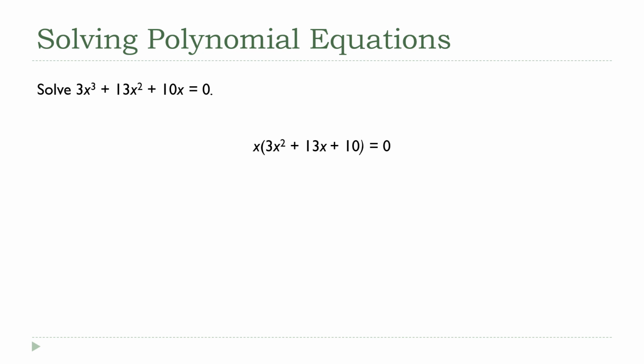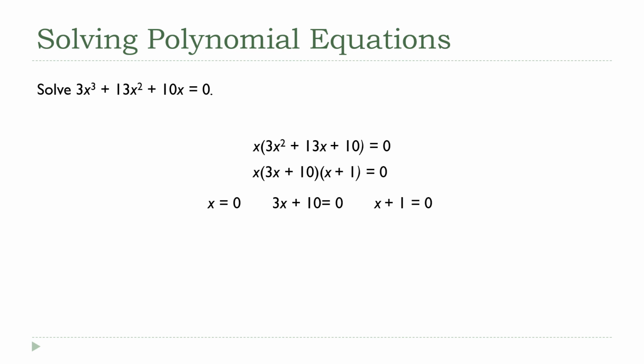All right, so my next step, I'm going to factor that 3x squared plus 13x plus 10. That's going to be 3x plus 10 times x plus 1 equals 0. Now, I'm going to take all three factors. Yeah, that x out in front, that x is a factor as well, right? So I'm going to set x equal to 0, 3x plus 10 equals 0, and x plus 1 equals 0.